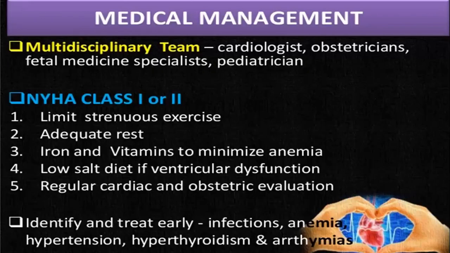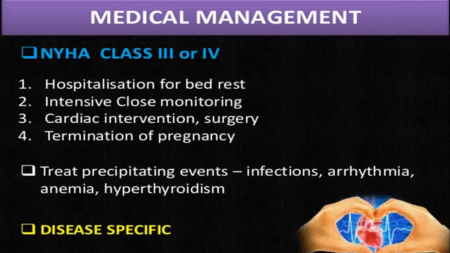The other management is antepartum management after pregnancy: medical, surgical, and obstetric management. It should be a multidisciplinary managing team. We need to limit strenuous exercise, avoid excitement and strain, and have adequate rest. There should be supplementation of iron and vitamins, a low salt diet, and we need to avoid maternal hypotension. Pneumococcal and influenza vaccination could be considered. We need to identify and treat infections, anemia, hypertension, and arrhythmias early. If they are in NYHA class 3 or class 4, we need to admit and start treatment for both heart failure and the precipitating factors, and we may consider termination of pregnancy if it is early.